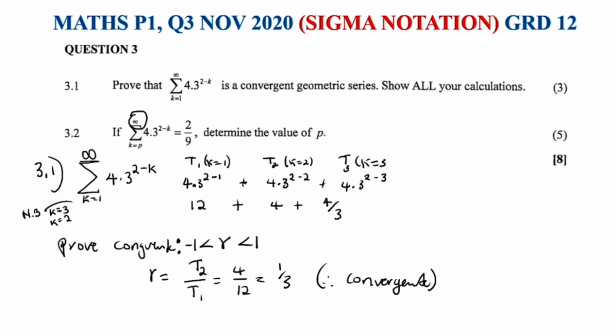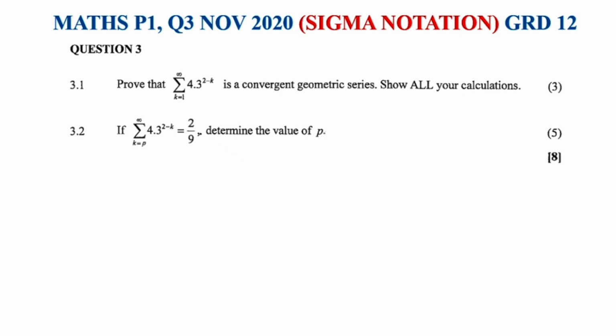Let me move to the next page so that we can have some space. Now let's see what we can substitute here. We need to determine the value of p. This value here refers to the sum, because we're dealing with sigma notation. But the sum to what? The sum to infinity. So for 3.2, S to infinity is equal to 2 over 9.